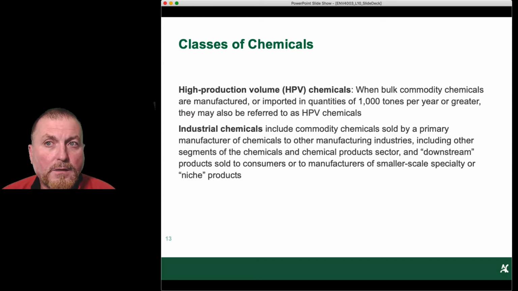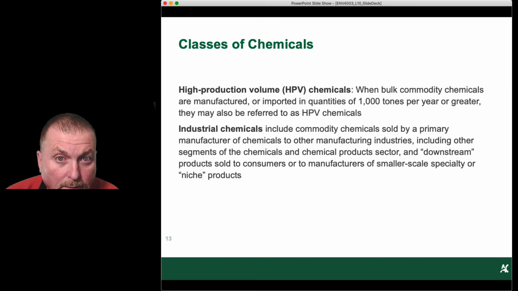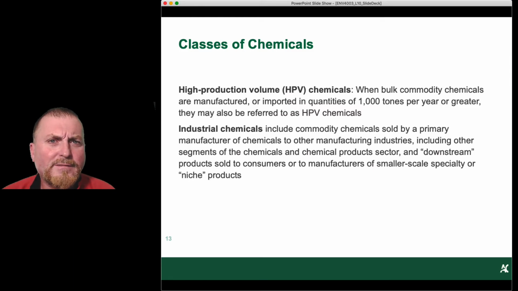Then there's the class of industrial chemicals, right? These include commodity chemicals sold by a primary manufacturer of chemicals to other manufacturing industries, including other segments of the chemicals and chemical product sector, and downstream products sold to consumers or to manufacturers of small-scale specialty or niche products, okay? So these are chemicals that are refined a bit, and then they're sold to downstream manufacturers of specialty chemicals. The guys that produce the cleaning agents where you clean your table or clean your floors, or the guys that produce the chemicals that manufacturers of computer chips need to clean off the computer chips, and thousands of specialty type chemicals are produced out of these industrial chemicals.